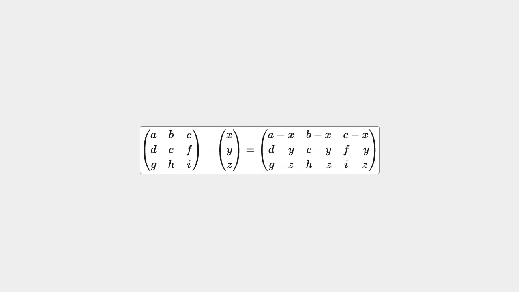You subtract an n by 1 column vector from an n by n matrix by subtracting the first element of the vector from each of the elements on the top row of the matrix, subtracting the second element of the vector from each of the elements on the second row of the matrix, and so forth.